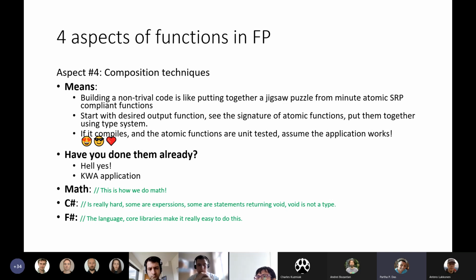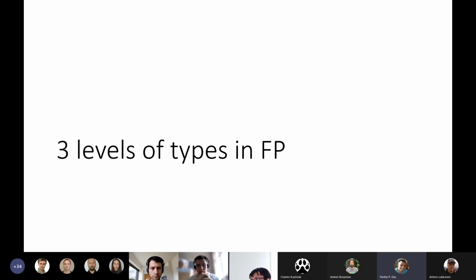F#, of course, the code library, the language itself makes it easy to do that, right? Language, along with, yeah. So we will see in parts 2 and 3. Yeah, we have 10 minutes left.